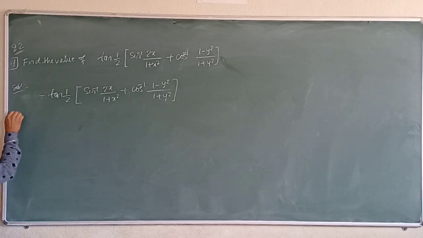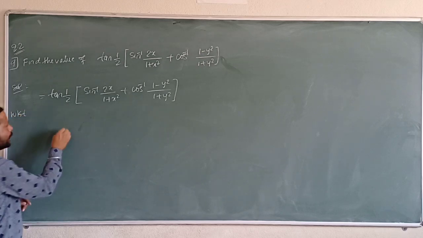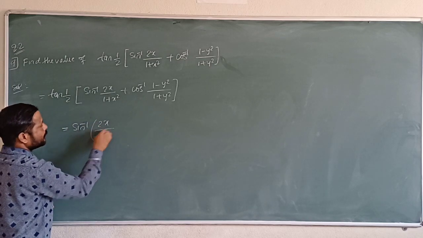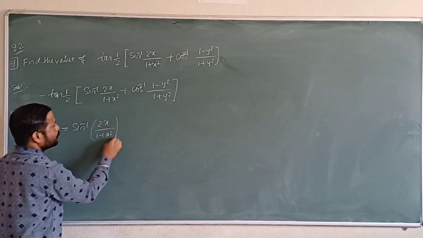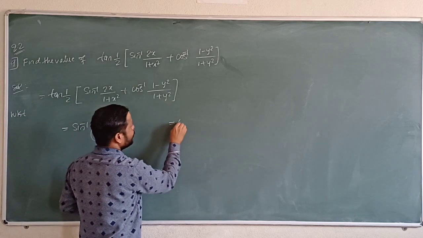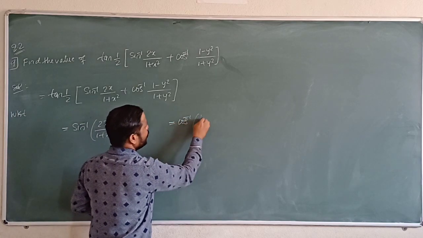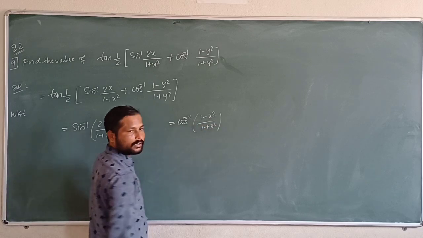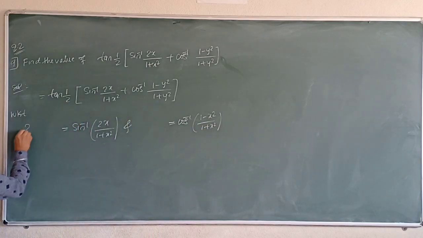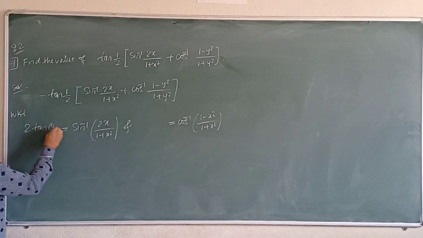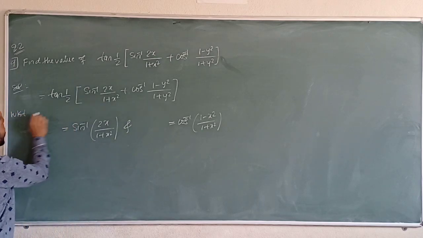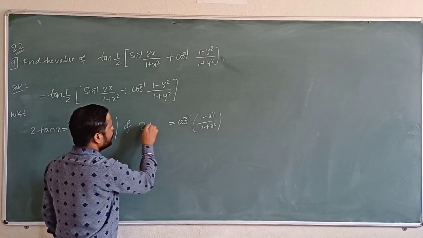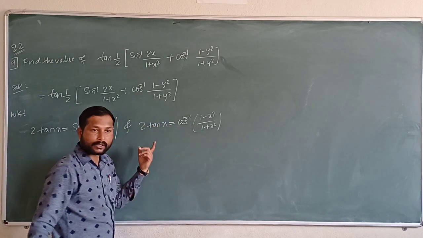We know that sin inverse of 2x divided by 1 plus x square is one property. The other is cos inverse of 1 minus x square divided by 1 plus x square. Then what is the answer here? That is 2 tan theta, that is 2 tan inverse x. These are the two properties.